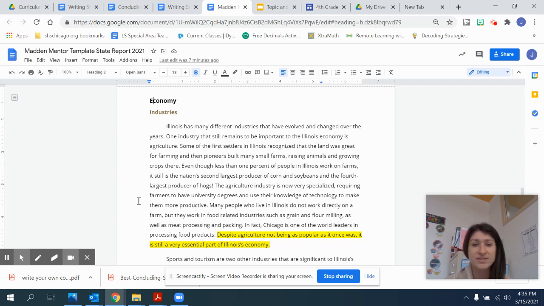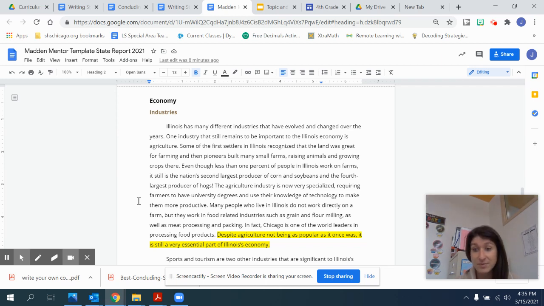Even though less than 1% of people in Illinois work on farms, it is still the nation's second largest producer of corn and soybeans, and the fourth largest producer of hogs. The agricultural industry is now very specialized, requiring farmers to have university degrees and use their knowledge of technology to make them more productive. Many people who live in Illinois do not work directly on a farm, but they work in food related industries such as grain and flour milling, as well as meat processing and packing. In fact, Chicago is one of the world leaders in processing food products.